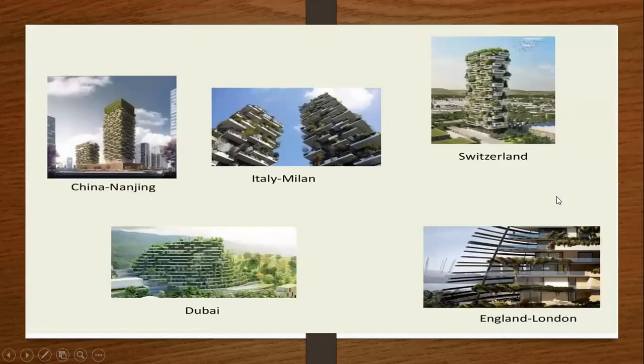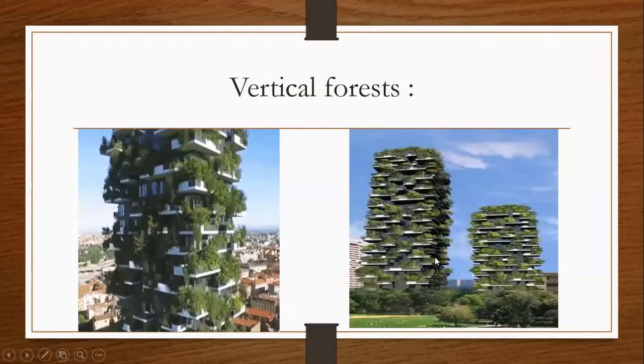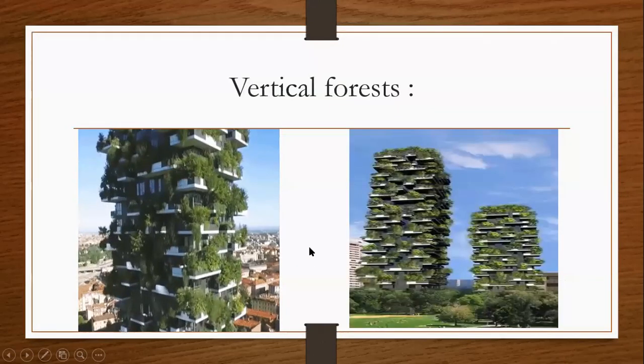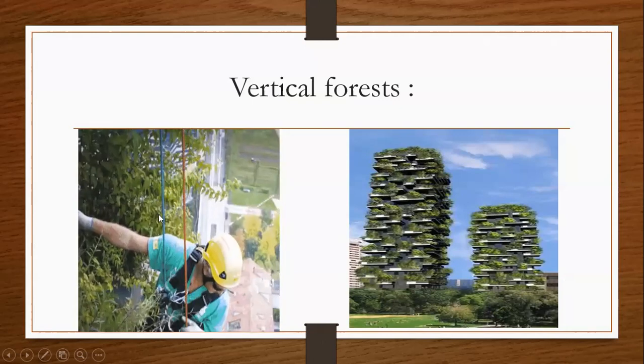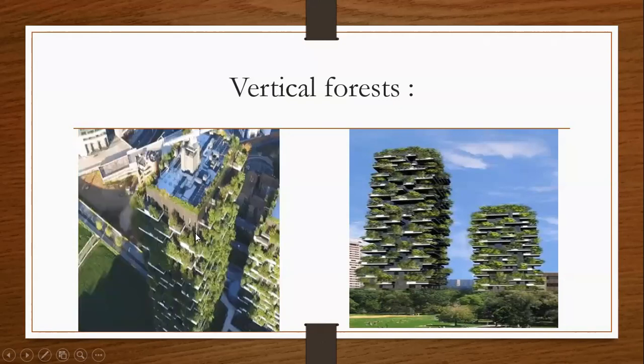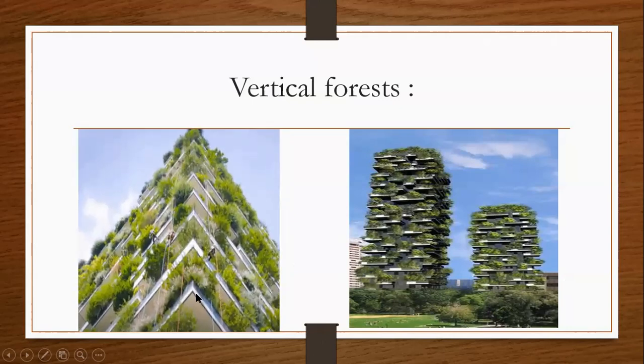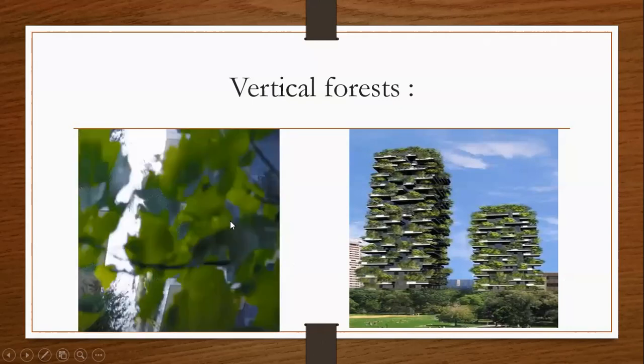Here are many photos of vertical forests in different countries: Italy, China, Switzerland, Dubai, UAE also. They have this type of forest that decreases the amount of pollution in the atmosphere, and also England. This is what we call a vertical forest, which consists of many types of trees and plants that cover the front side of the buildings.